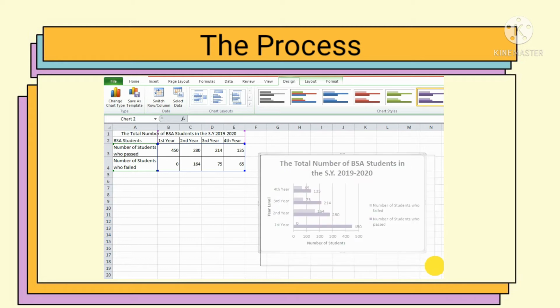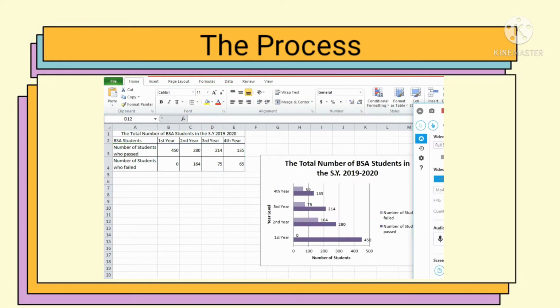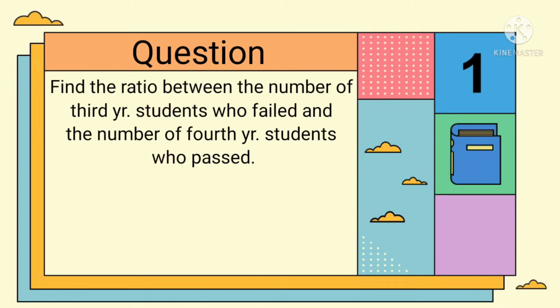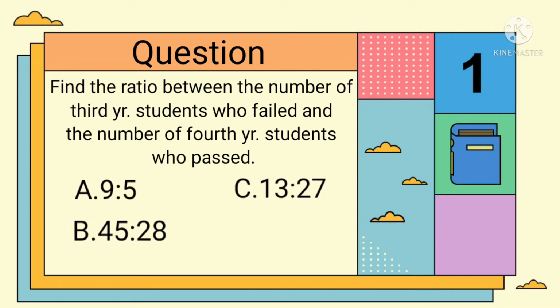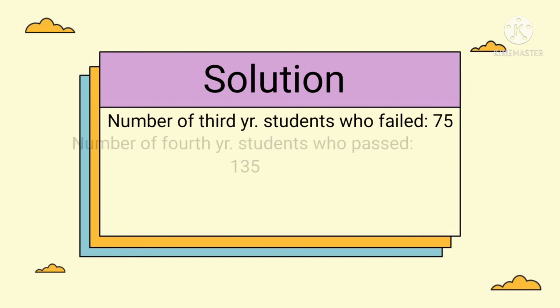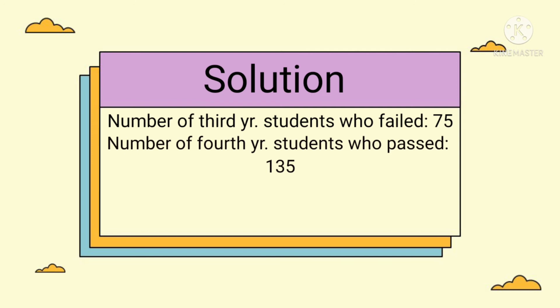Let's try to answer the following questions based on the formulated bar graph. As for the first question, find the ratio between the number of third-year students who failed and the number of fourth-year students who passed. A. 9:5, B. 45:28, C. 13:27, and D. 5:9. For the solution, the number of third-year students who failed is 75 and the number of fourth-year students who passed is 135. So 75 is to 135 can be simplified. So the final answer is 5:9.